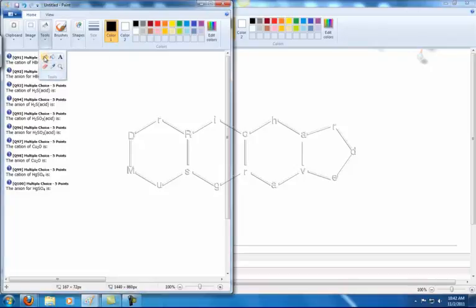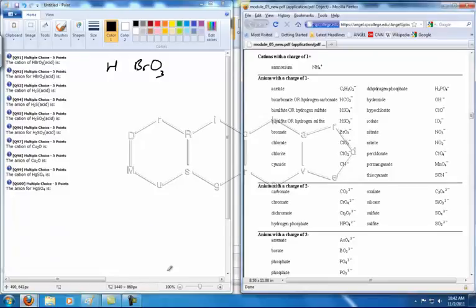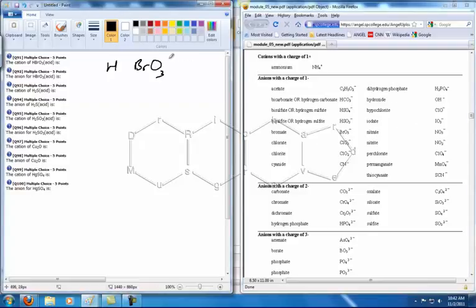Alright, so looking at this one, we've got HBrO3. I'll draw a picture of that. It'll be H and BrO3. Let's pull up the polyatomic ion sheet here. So BrO3 is a polyatomic ion. It's got Br and O in it. So I'll look over here. There it is, BrO3 minus. And the H, of course, will have a positive charge.